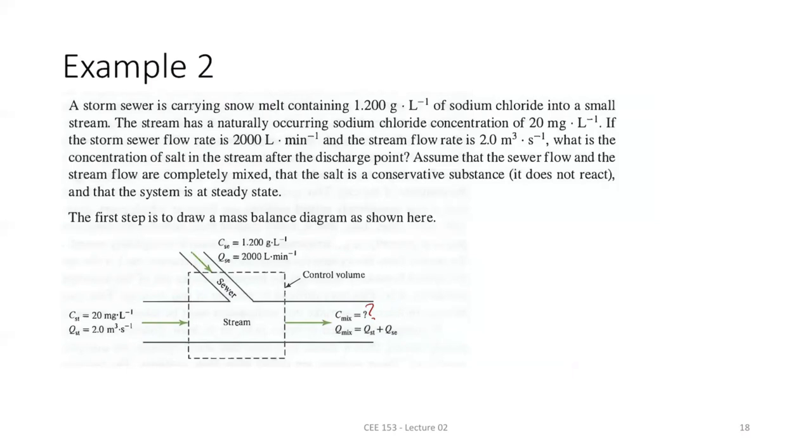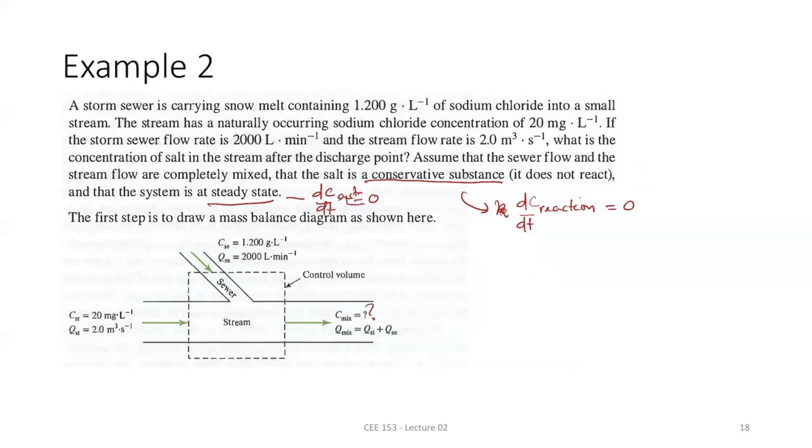Anytime you are solving for this, there are a couple of things written here. Number one, salt is a conservative substance, so it doesn't react. That means there is no reaction term. So if I say the K or dC by dT reaction is equal to zero, that means there is no reaction term. Another thing is steady state. That means the concentration of the contaminants anywhere is not going to change over time. So steady state means any dC by dT term, for the C mix or C effluent, is equal to zero for the system. There is nothing being produced. So that's the extreme left side of the equation.